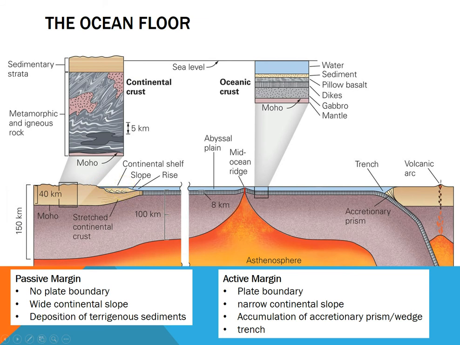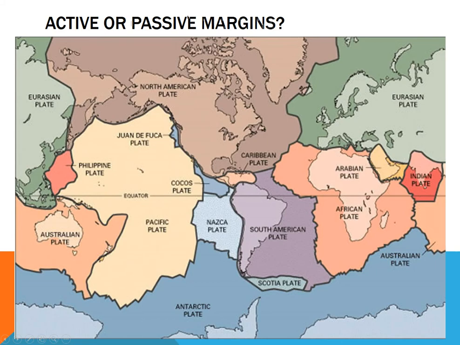On an active plate margin, you do have a plate boundary. You can see here this subduction zone. You have a really narrow continental shelf that's just right there. And you have that accretion of an accretionary prism or wedge. You also often have a volcanic arc in the area. So the sediments you have forming here are often volcanic in origin.